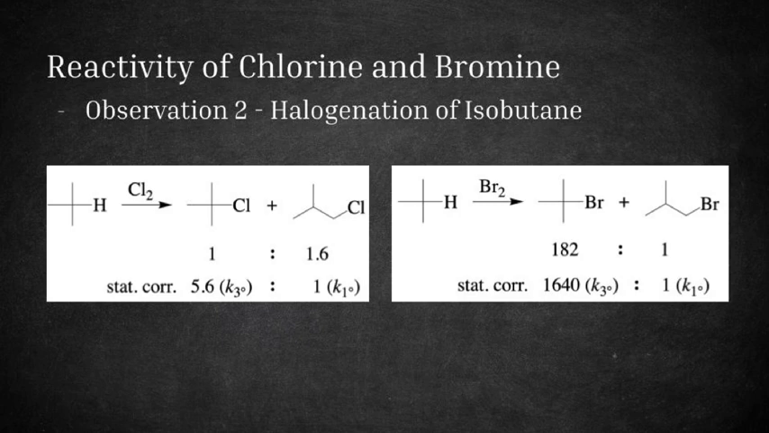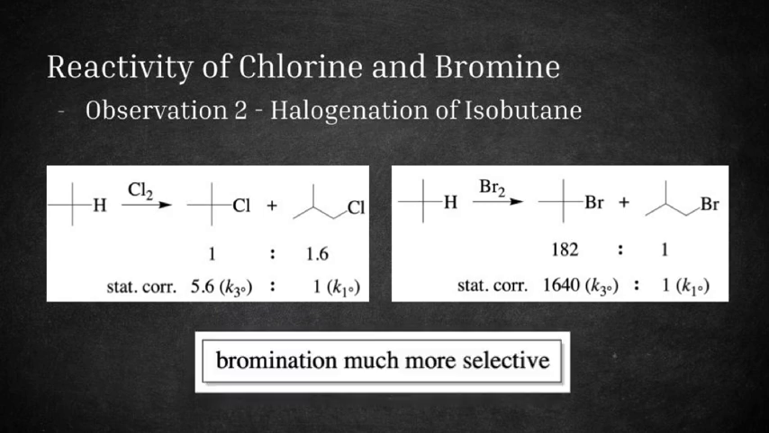Chlorination produces both products in notable amounts, with only moderate selectivity for the more substituted carbon. In contrast, bromination is highly selective, favoring abstraction of the hydrogen from the more substituted carbon, producing the major product in significantly larger amounts. This suggests that bromination is much more selective than chlorination, likely due to the endothermic nature of the hydrogen abstraction step in bromination, which favors the formation of the more stable radical.